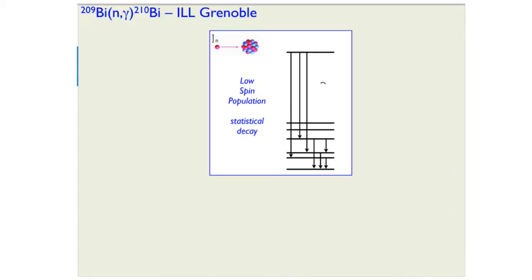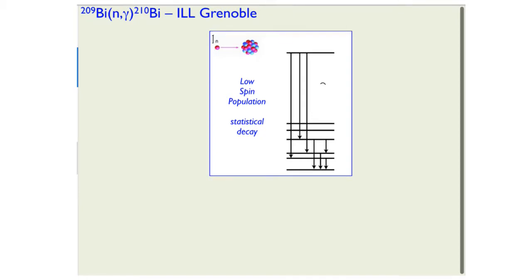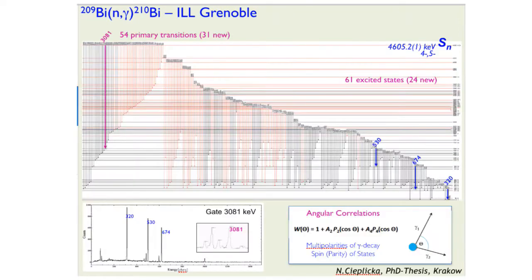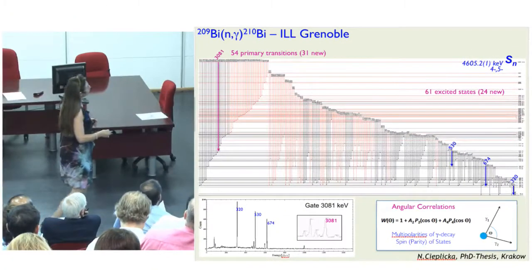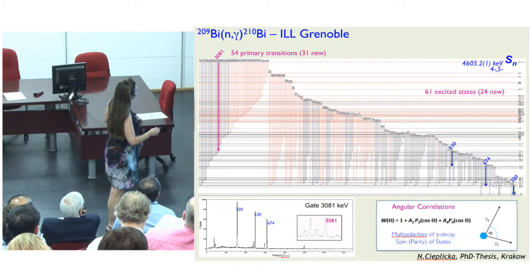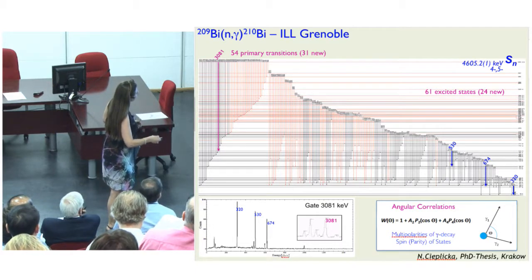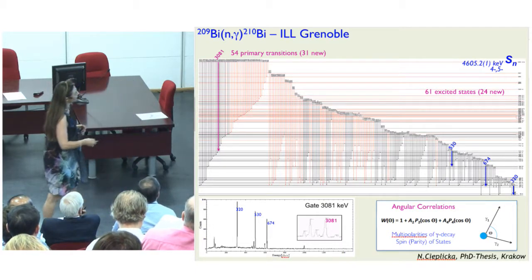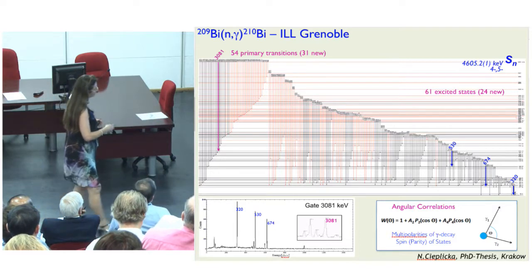This is neutron capture on bismuth 209. So generally, neutron capture works in such a way that you populate the capture state and then you decay statistically to almost all spin states available. And this is indeed what was obtained, an impressive level scheme worked out by Natalia Czech-Pliczka during her PhD thesis in Krakow. So you have an enormous amount of transitions from the capture level, connecting all the states down. In red, you have newly found things.